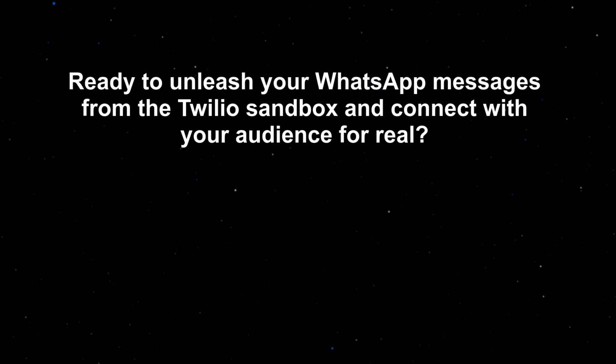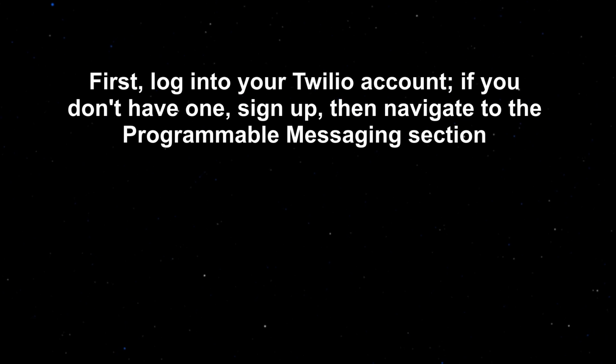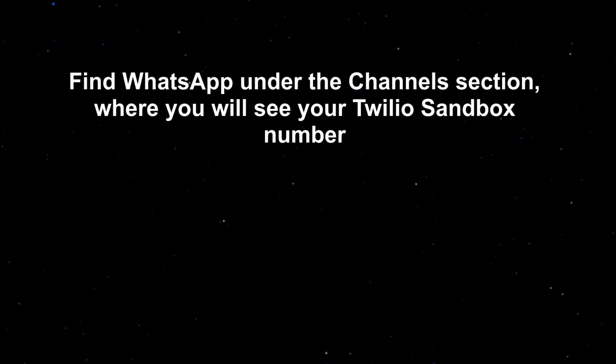Ready to unleash your WhatsApp messages from the Twilio Sandbox and connect with your audience for real? First, log into your Twilio account. If you don't have one, sign up. Then navigate to the Programmable Messaging section. Find WhatsApp under the Channel section, where you will see your Twilio Sandbox number.